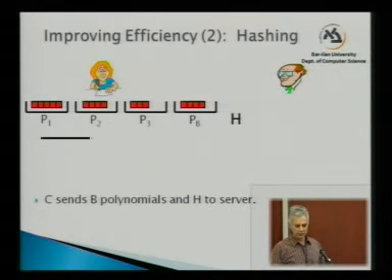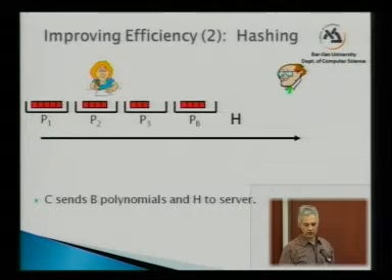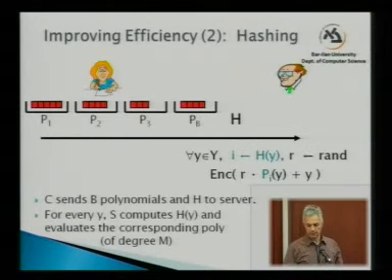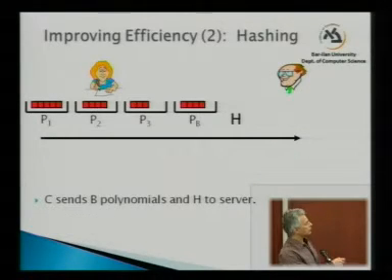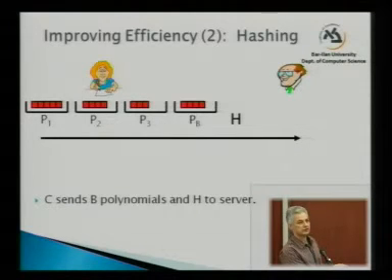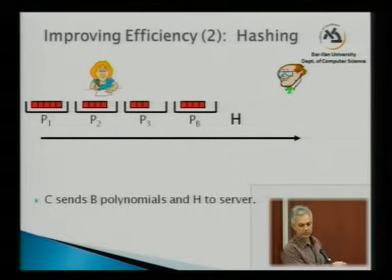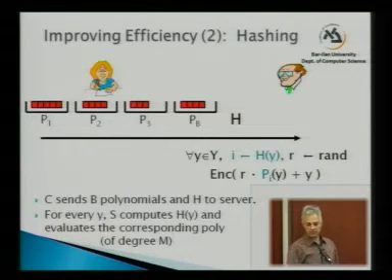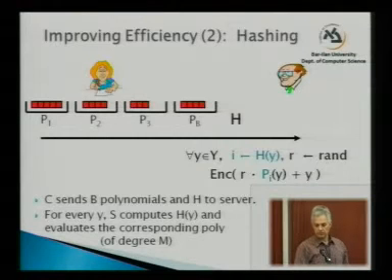Then in the protocol, the client sends to the server the hash function, and also the polynomials P1 up to PB, one for each bin. The polynomials are of small degree, of degree m. Now what should the server do?